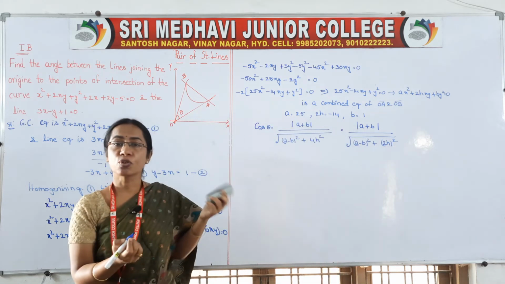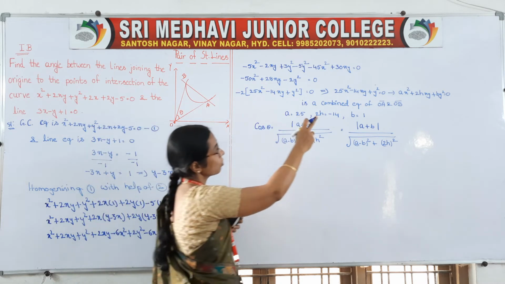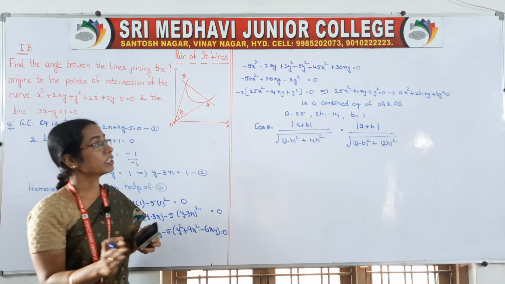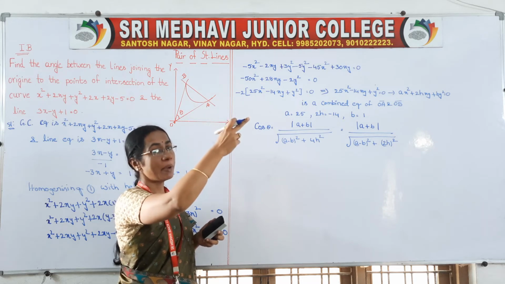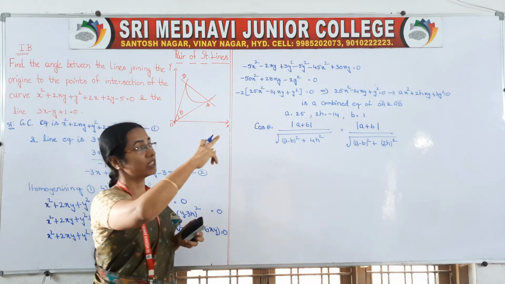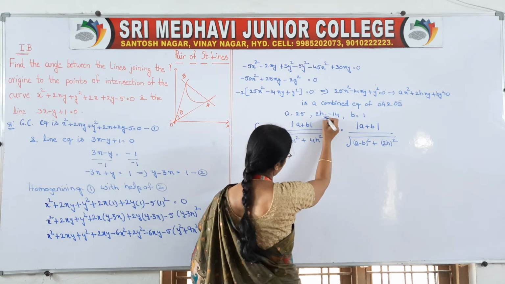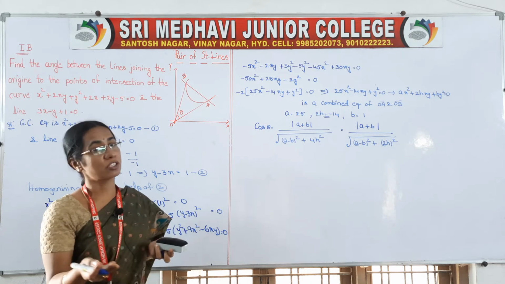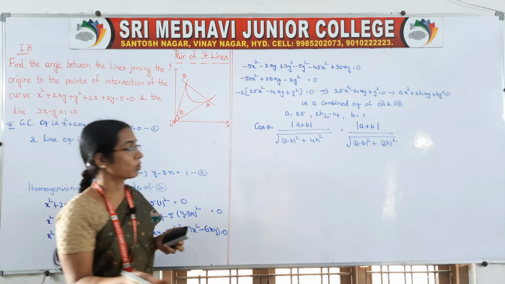Why are we writing 4h square as 2h whole square? It means we got the 2h value after comparing. After the homogenization, we got one homogeneous equation. By comparing that with ax square plus 2hxy plus by square is equal to 0, we got the 2h value. So now we have the 2h value, not 4h square. So 4h square can be taken as 2h whole square.